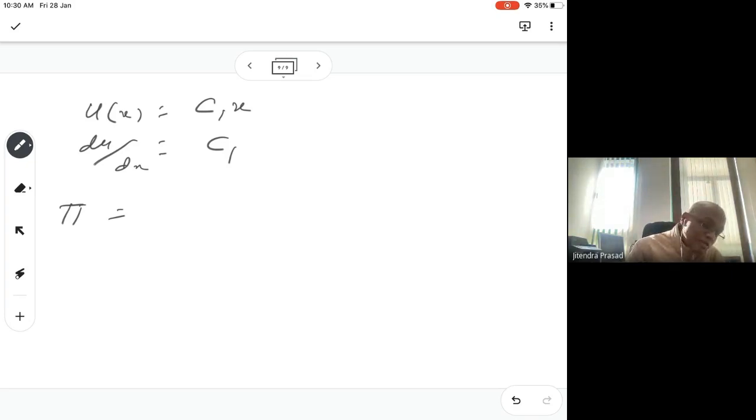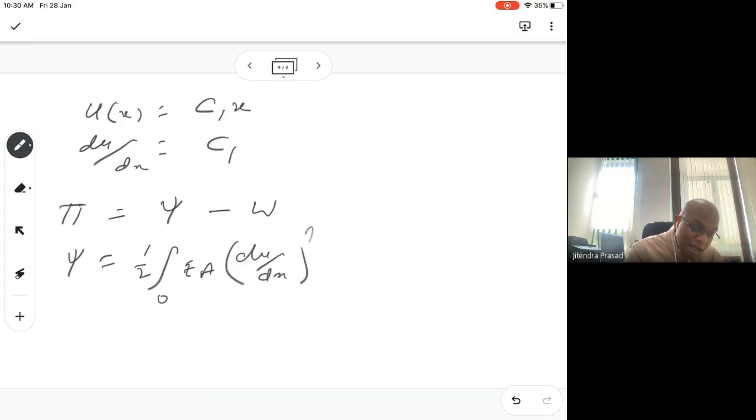Now pi is equal to what? First we have psi minus w. So psi, let's find out first. Psi equal to half EA, right? E is constant, A is constant. Du over dx squared, dx from 0 to L, right?